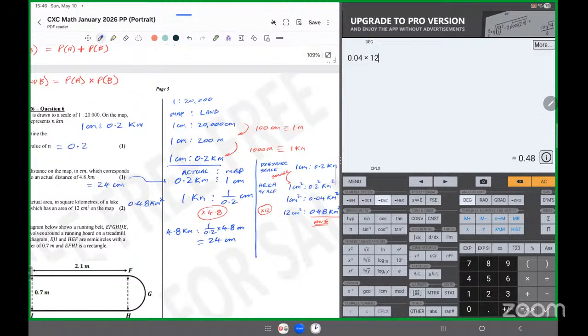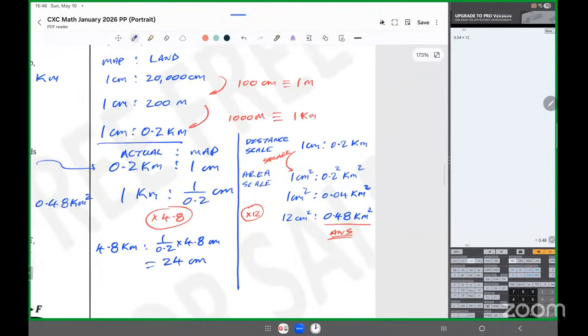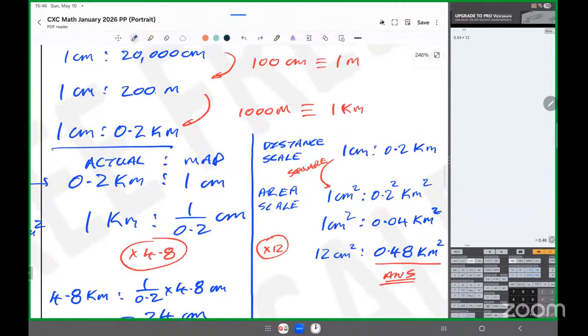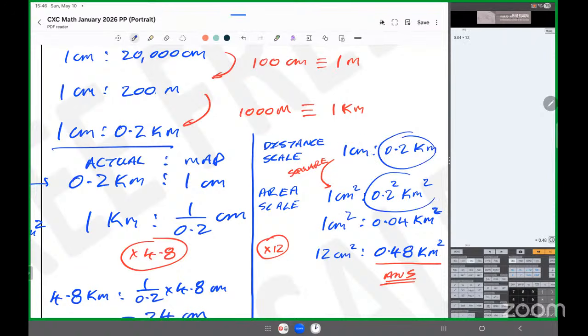But understand that. All right? So remember, the scale that they give you will always be a distance scale. And if you have the distance scale and you want to get the area scale, you just square everything, square the values. Just remember that when you square the 1, it stays 1. So when you square this side, it becomes 1 centimeter squared. And so you have to square this side as well to get this.